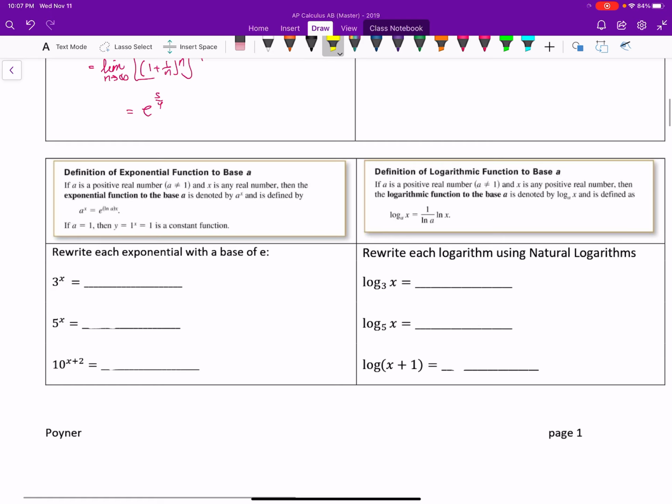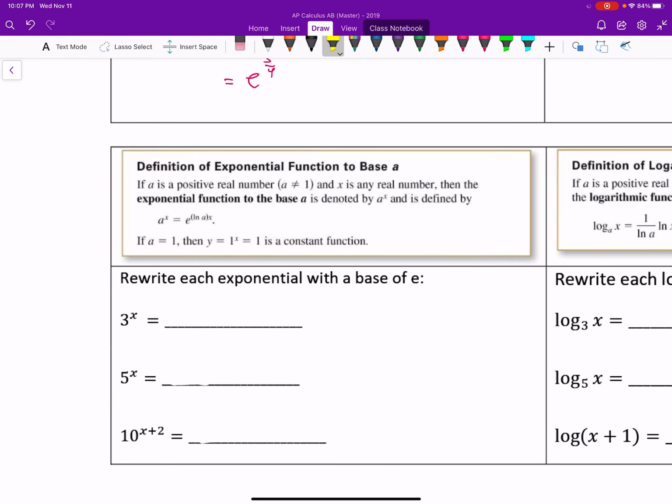Okay, so looking at a couple, this here is supposed to be a review as well, that you can rewrite a to the x power as e to the natural log of a times x. And to explain why that happens, by the way, you could let a to the x equal y, and then take the natural log of both sides. So the natural log of a to the x is equal to the natural log of y, and then using the exponential rule here, you can move the x out in front. That's one of the properties of logarithms.